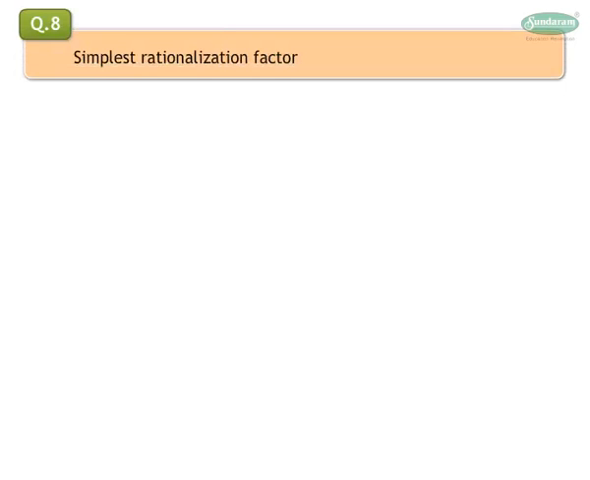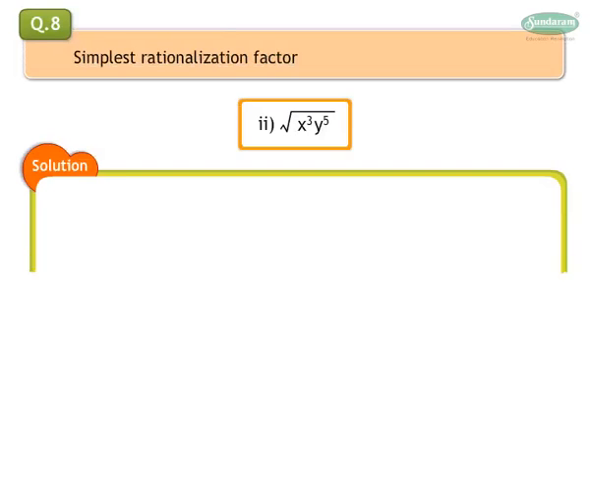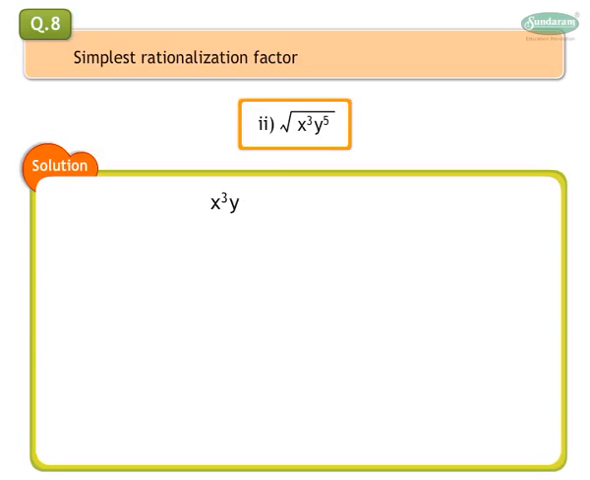Problem set 2b. Question 8. 1. Square root of x raised to 3 into y raised to 5. Solution. x raised to 3 into y raised to 5 is equal to x square multiplied by x multiplied by y raised to 4 multiplied by y.